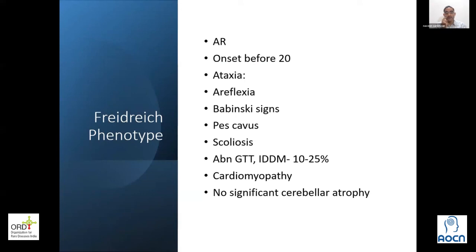The second phenotype that you need to remember in childhood is the Friedreich's phenotype. This is again a little later onset, generally early adolescence is when they present. They have ataxia and they have polyneuropathy. They frequently have musculoskeletal complications like pes cavus and scoliosis. A proportion of them will have diabetes and cardiomyopathy, but they have no cerebellar atrophy, and this is the spinal component of spinocerebellar ataxia. So they have sensory as well as cerebellar ataxia.